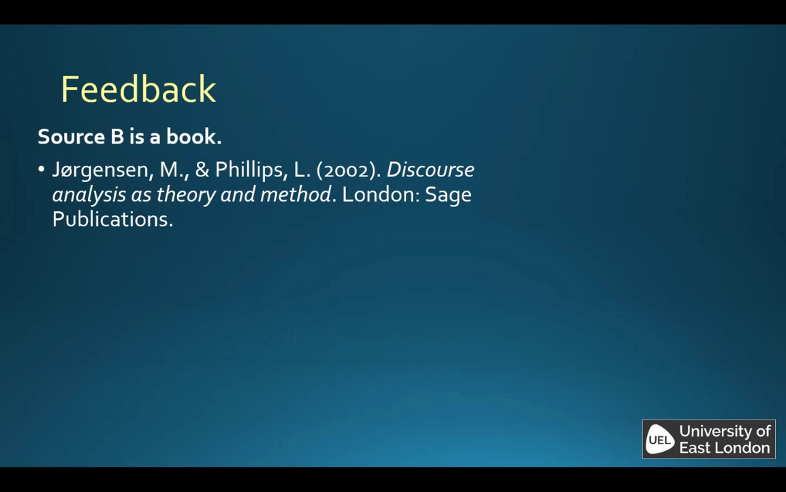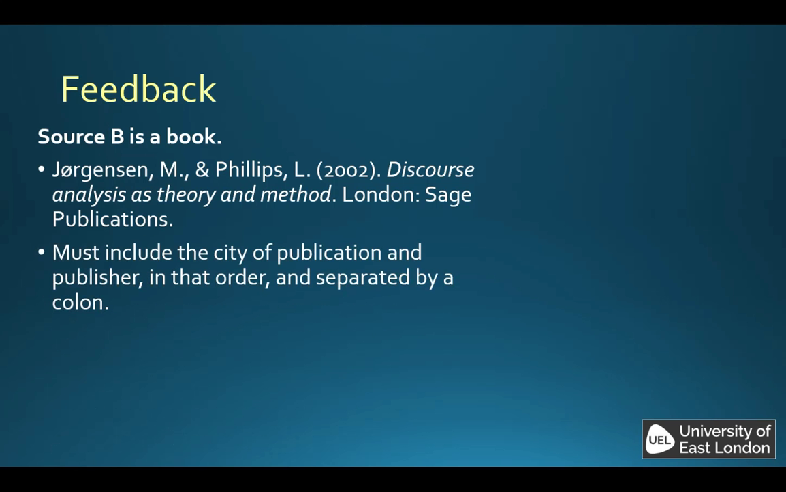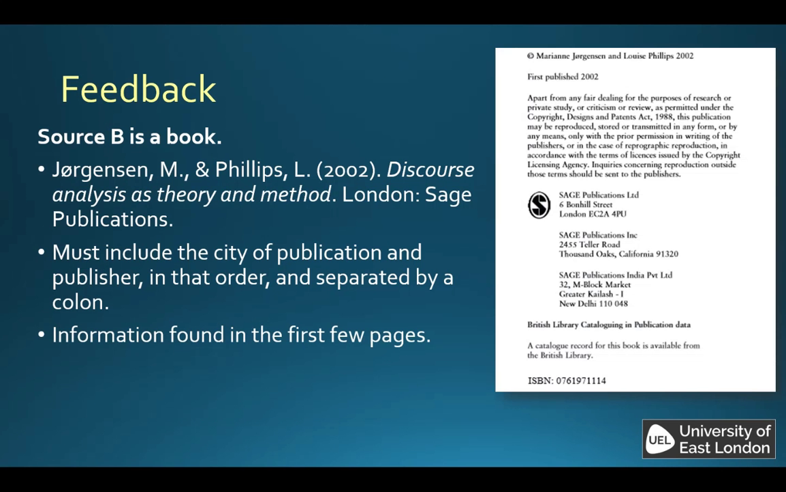Source B is a book. Book references are generally simpler, but must include the city of publication and publisher in that order and separated by a colon. This information can always be found on the page of books, which looks like this, usually in the first few pages. Source C is a blog post with a named author.